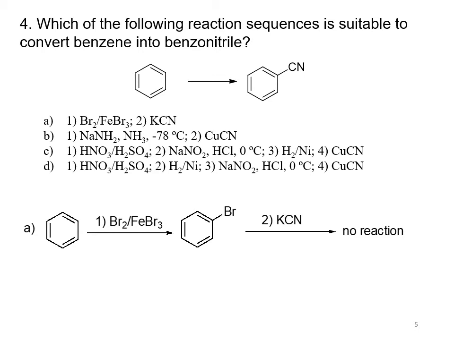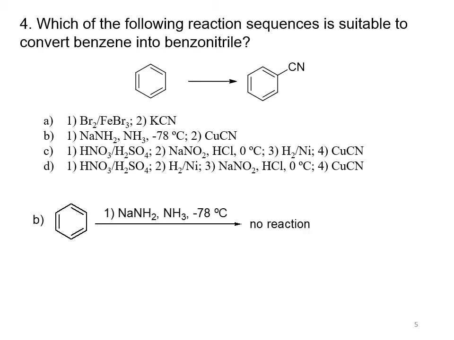But second, reaction with potassium cyanide would not react because that should be SN2 reaction with cyanide anion as nucleophile. So mechanism should be SN2, but SN2 reactions don't work on sp2 hybridized carbon of benzene ring. So there will be no reaction. And so this does not work. B, first step, reaction of benzene ring with sodium amide in presence of ammonia as solvent at minus 78 degrees Celsius will not work. Those are conditions for preparation of benzyne if benzene ring carries leaving group like chlorine or bromine. But in this case there is no leaving group, so there is no reaction. And so B is not reasonable sequence either.